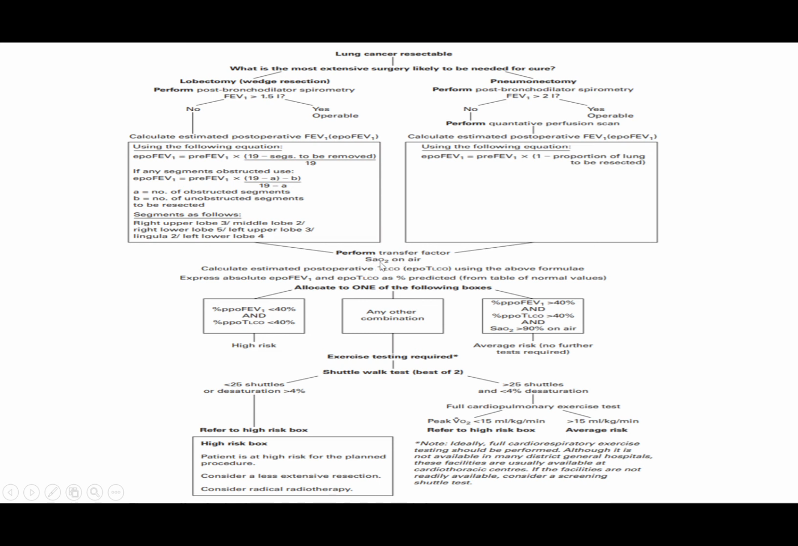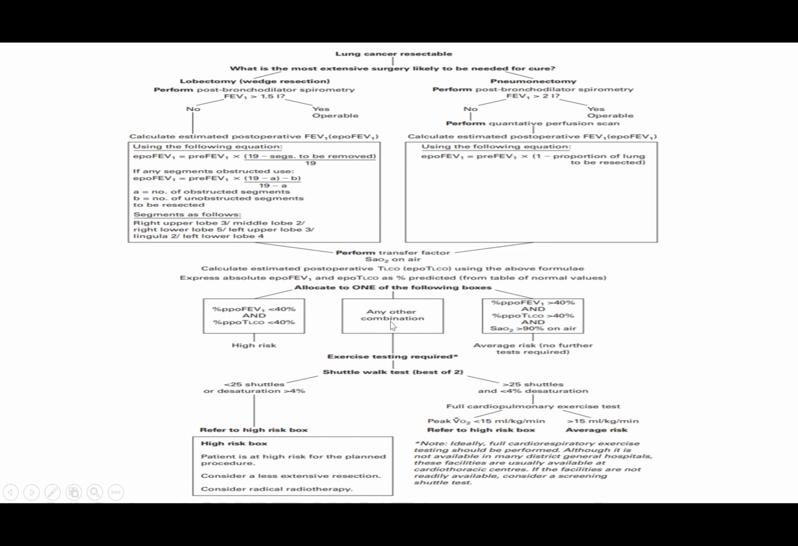So you want to know what their sats are on room air. You can calculate their estimated postoperative total lung capacity using the above formula, and then you can express it as a percent predicted from the table of normal values that you get when you get a readout of their PFTs. So they do all this and you get to one of the following. If their predicted postoperative FEV1 is less than 40% and their predicted postoperative TLCO is less than 40%, they're high risk.